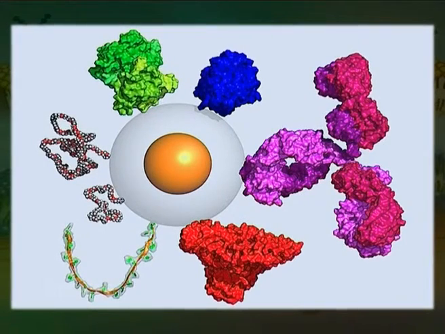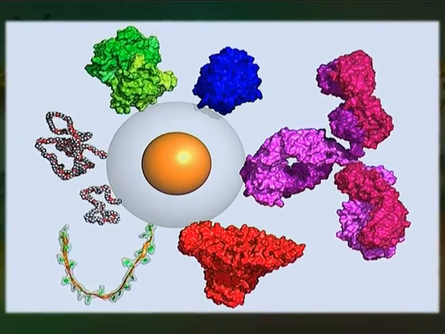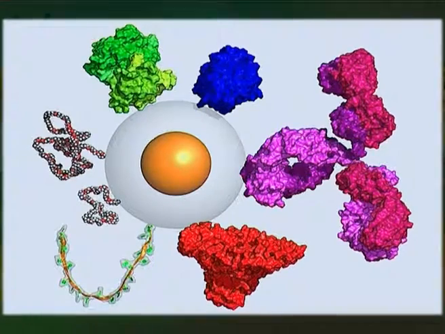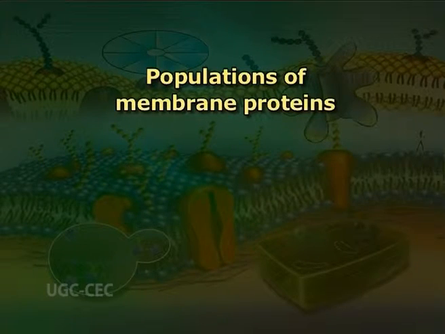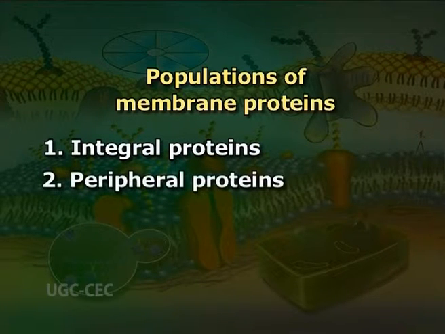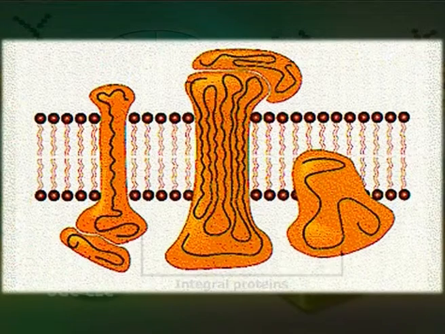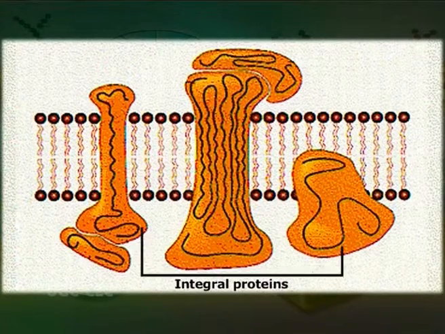Different types of cells contain sets of membrane proteins, and the various membranes within a cell each have a unique collection of proteins. There are two major populations of membrane proteins. One is integral proteins and the second is peripheral proteins. First of all, integral proteins penetrate the hydrophobic interior of the lipid bilayer. The majority are transmembrane proteins, which span the membrane. Other integral proteins extend only part way into the hydrophobic interior.